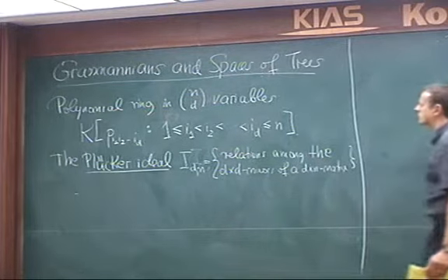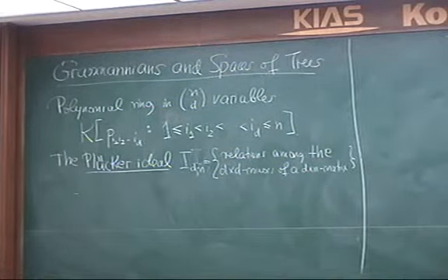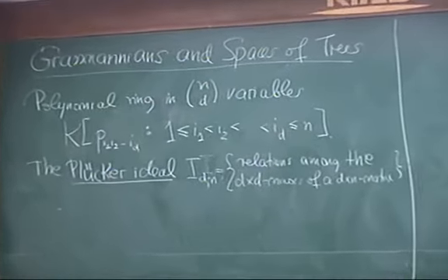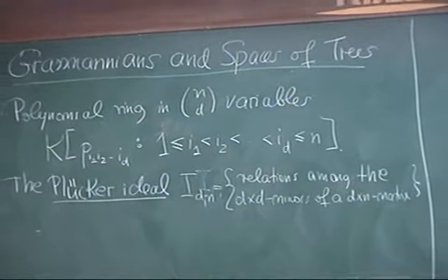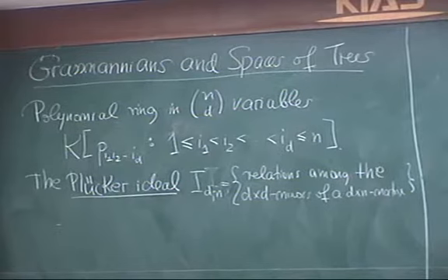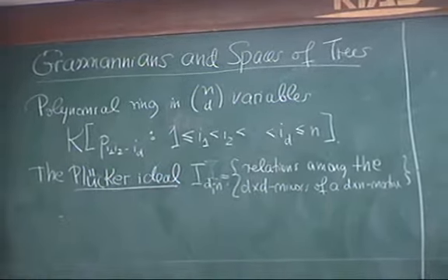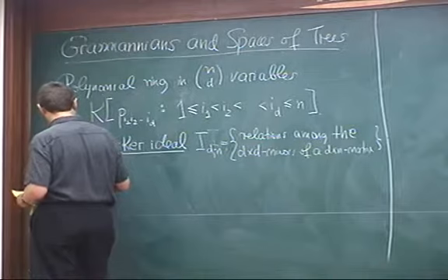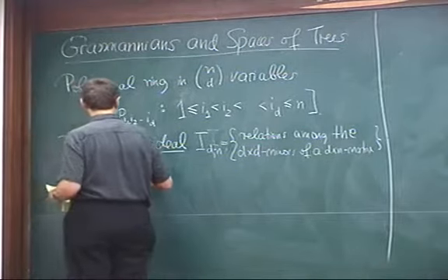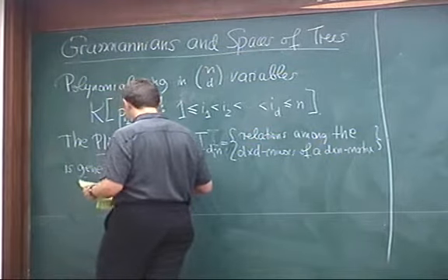You take the d by d minors of a d by n matrix of unknowns, and they satisfy some algebraic relations. They generate a prime ideal. It's the prime ideal of algebraic relations that hold for the d by d minors of any d by n matrix. That's the Plücker ideal. Plücker is the name of a dead German mathematician. This ideal is generated by quadratic polynomials, so it is generated by quadrics.